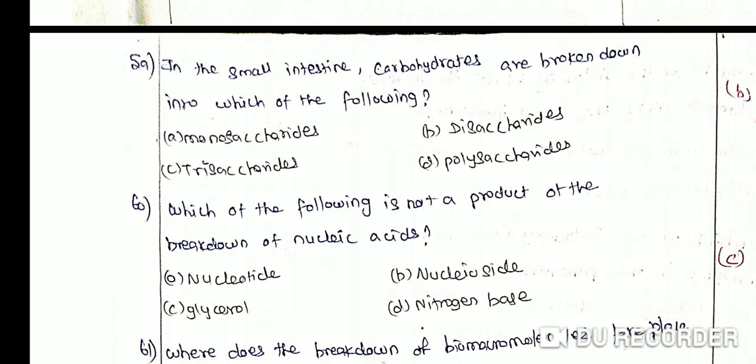In the small intestine, carbohydrates are broken down into which of the following? Option A monosaccharides, option B disaccharides, option C trisaccharides, option D polysaccharides. The correct answer is option B, disaccharides. In the small intestine, carbohydrates in the chyme are hydrolyzed by pancreatic amylase into disaccharides. Fats are broken down by lipase with the help of bile into di- and monoglycerides.